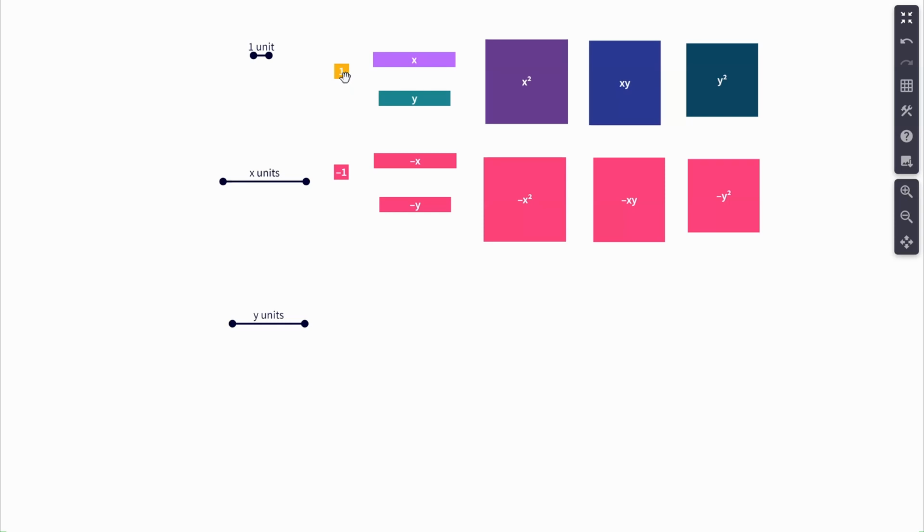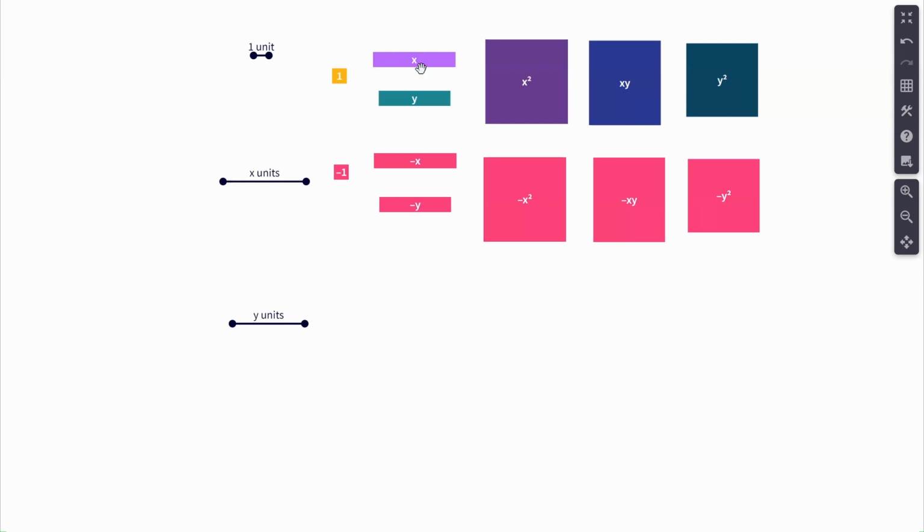So the first thing you need to know is that the individual tiles represent the area that they cover. So I have here a yellow tile that is 1 unit long by 1 unit wide, and it represents 1 square unit. And so we can see that 1 in there.